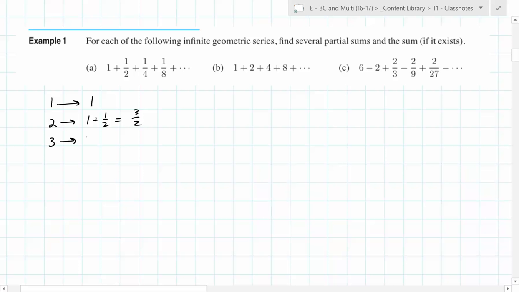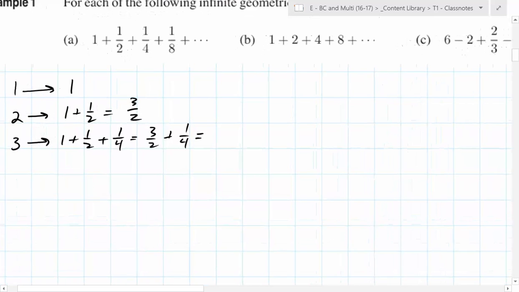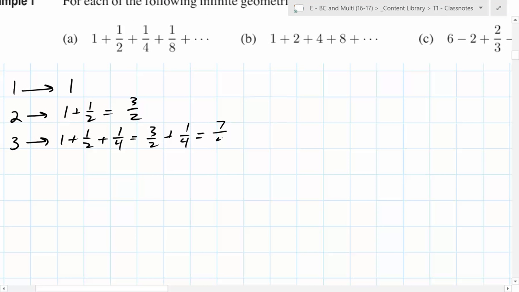3 terms, what's that going to be? 1 plus a half plus a quarter. So that's going to be 3 over 2 plus a quarter. So what's that going to be? 13? Come on. Come on, fractions. What is it? 7/4. Thank you. That's so nice. 7/4. Nice.